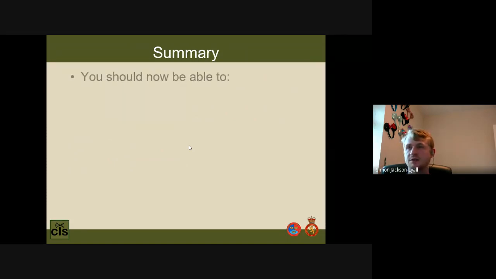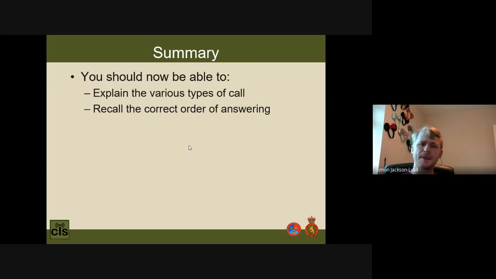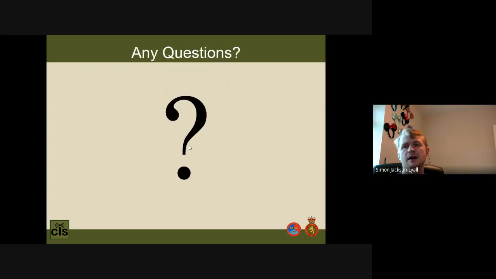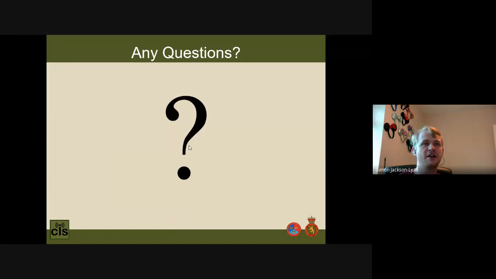So we have rattled through that one, but you should now be able to explain the various types of calls. So single, multiple, collective, and limited response. Recall the correct order of answering. We look into this in a little bit more detail later. Interesting, that is missing the unknown stations and how to respond to them. Does anyone have any questions on that?